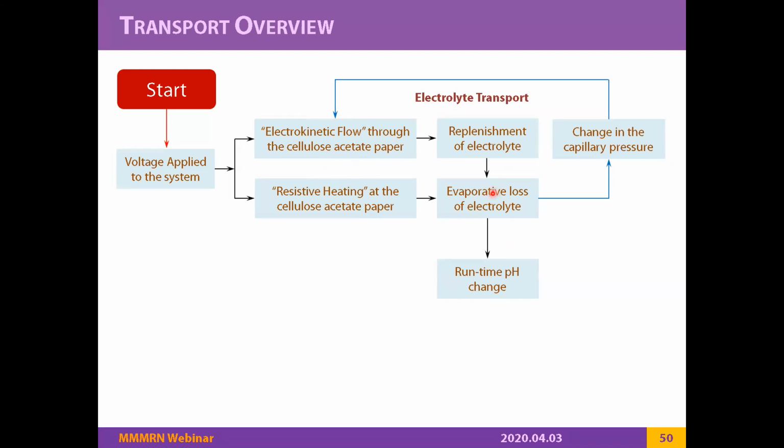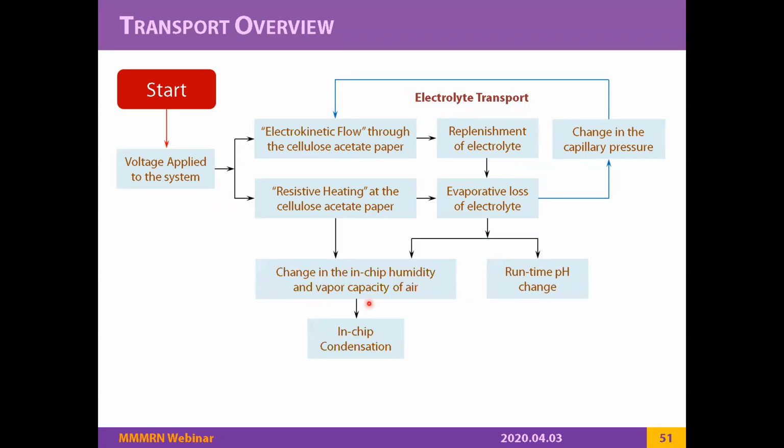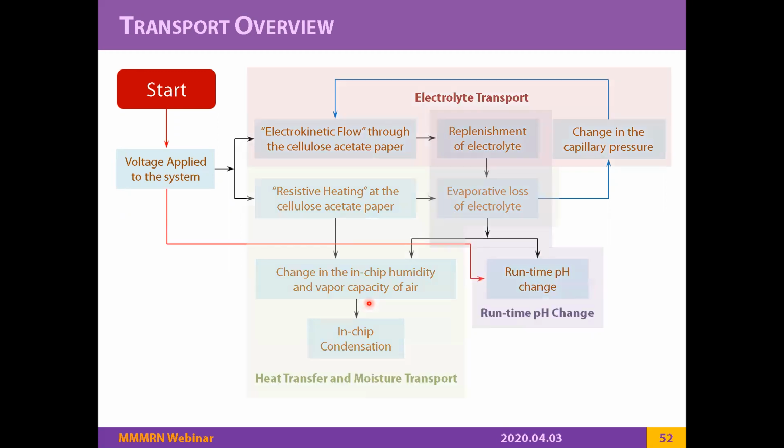What happens with the evaporative loss? We have a runtime pH change of the separation media, and we have a change in humidity inside the cartridge that causes the condensation that we saw previously. So this is a very complicated interaction of physics. Here we have electrolyte transport, chemical changes happening, and heat and moisture transfer. So even from an experimental point of view, this is very complicated. Looking at a specific aspect of it is very difficult.